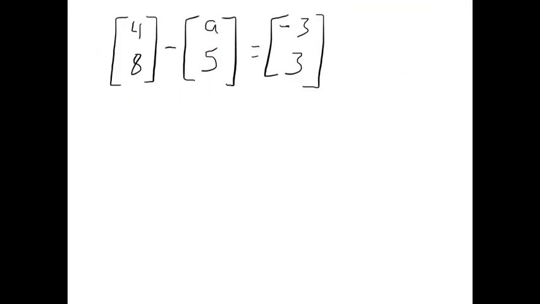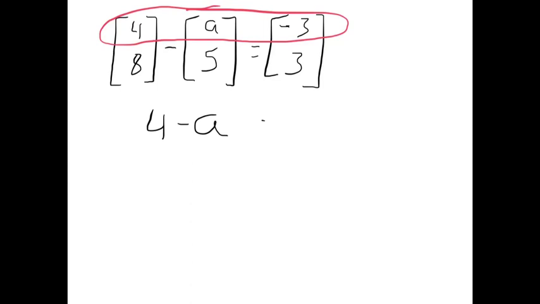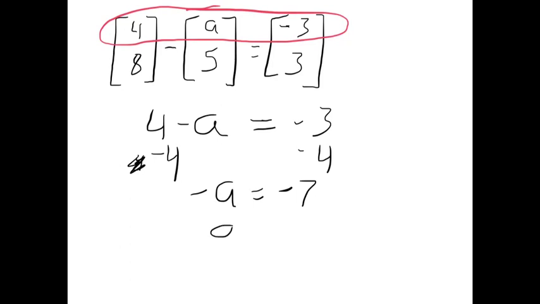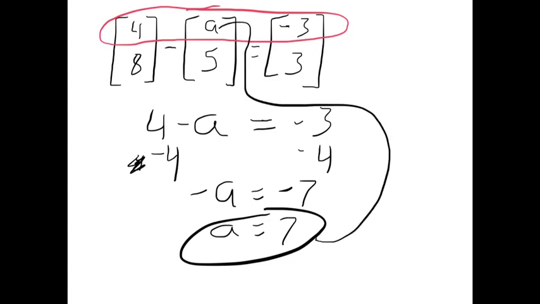Subtraction works about the same way. We just look at the parts, the elements that we are concerned with, and we just show that 4 minus a equals negative 3. Subtract 4 from both sides. So negative a equals negative 7, which tells us that positive a must equal positive 7. And that value of a, 7, is what would go in here.